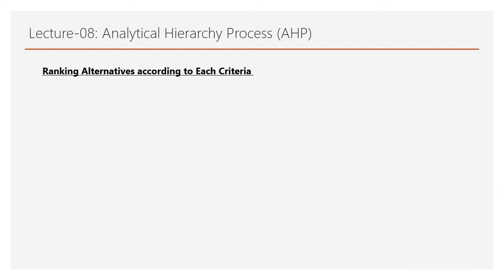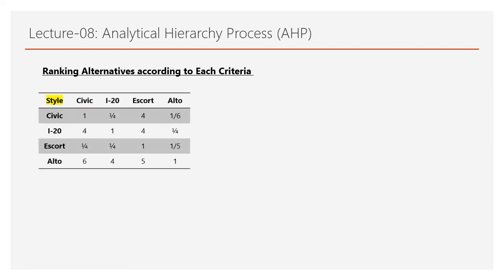So our third step, after we have ranked our criteria and checked the consistency of the results, is to rank our alternatives according to each of the corresponding criteria. In our example, we're going to rank those four alternatives: the Civic, the i20, the Ascot, and the Alto, according to style, cost, and fuel economy.